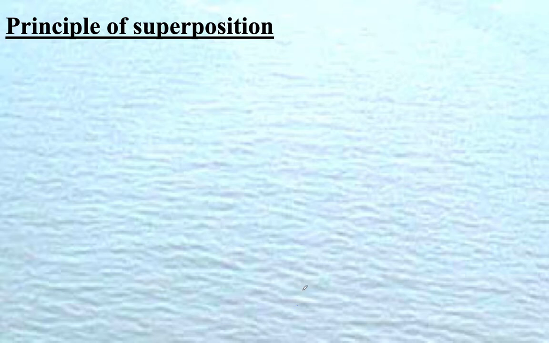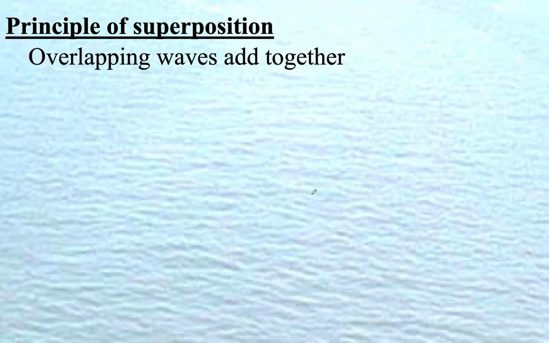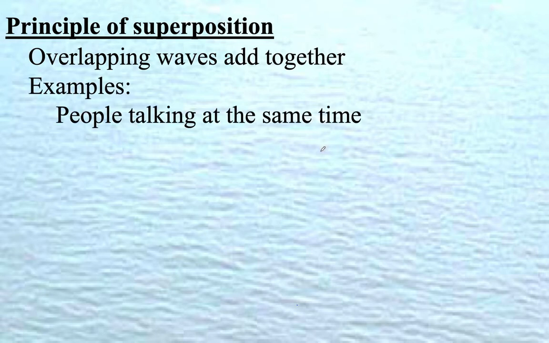In order to understand the concept of interference, let's back up to the principle of superposition. That simply states that if you have two waves that overlap, they just add together. They superpose. Literally, that's what superpose means, one on top of the other. An example of this: if I'm trying to teach class and somebody else is talking, you can hear both of those things at the same time, right?